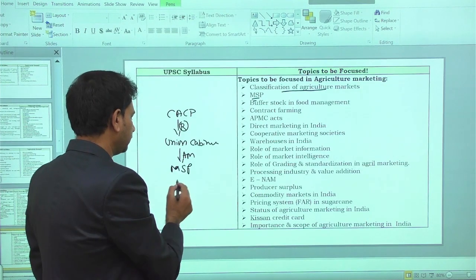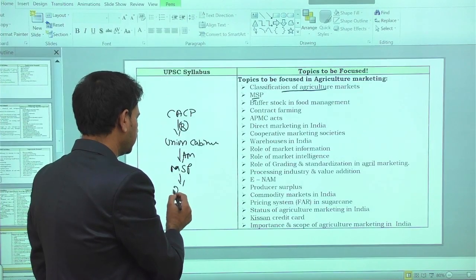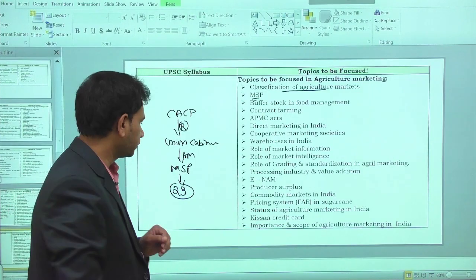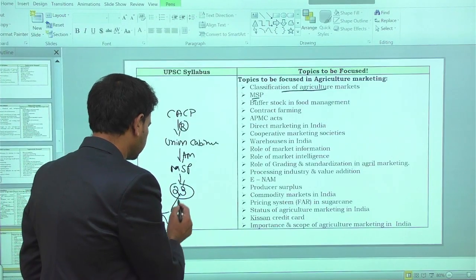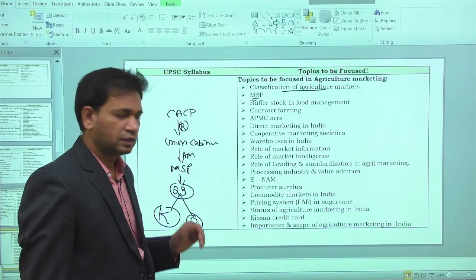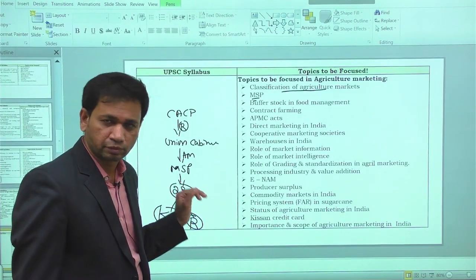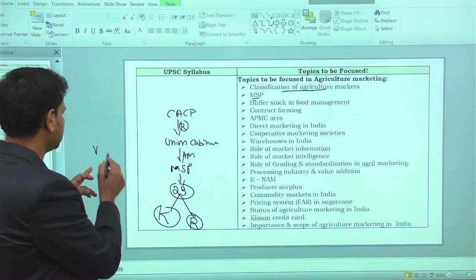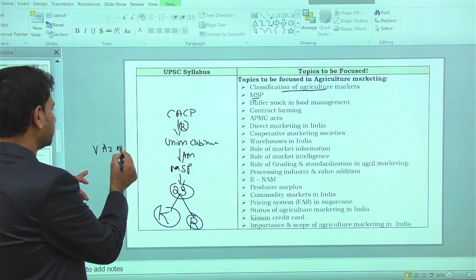Presently, the government of India is giving MSP for 23 notified crops. It includes both Kharif crops and Rabi crops. Both Kharif and Rabi crops are eligible for the minimum support price. In these cases, again, there are different methods available. One is the A2 method.